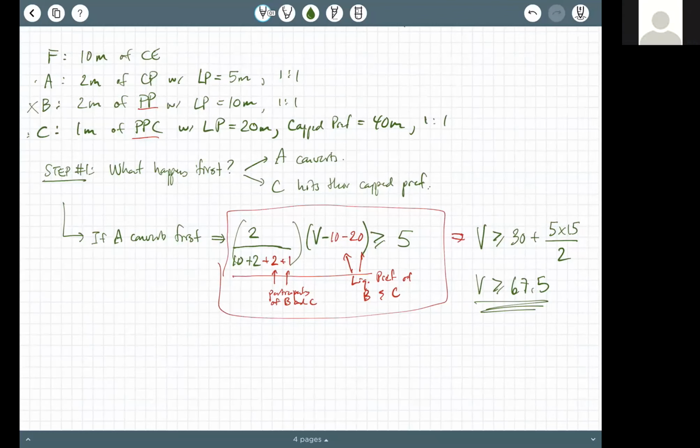I just want to ask, if it was the case that B and C are also convertible preferred, then in the denominator, it would be only 10 plus 2. We would not include 2 plus 1. Exactly. So Esteban is 100% correct.